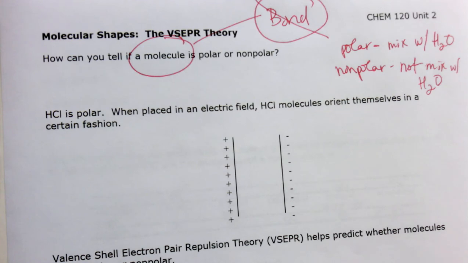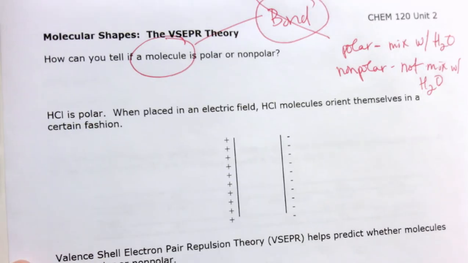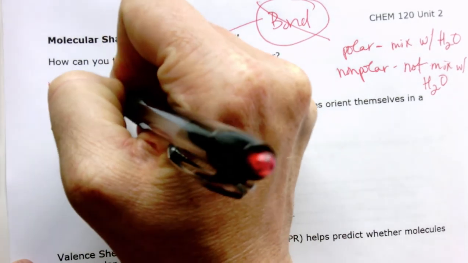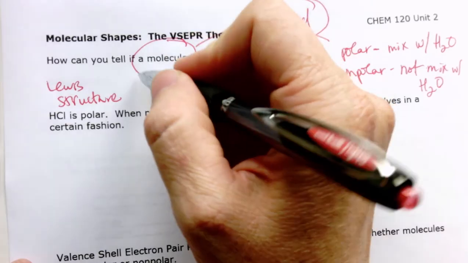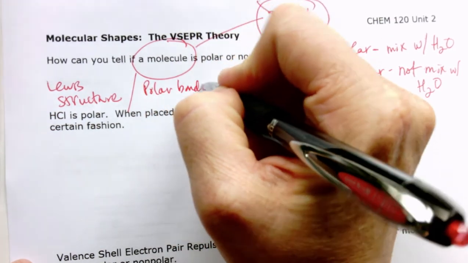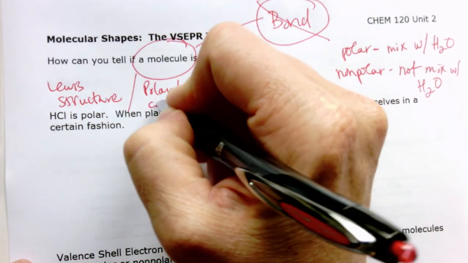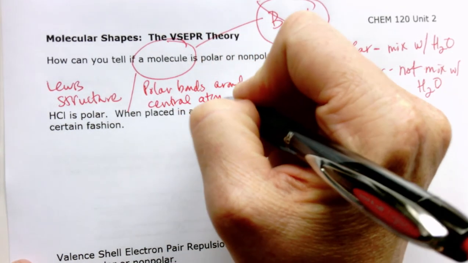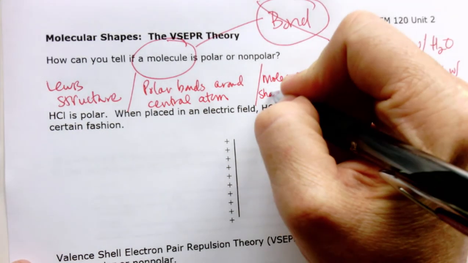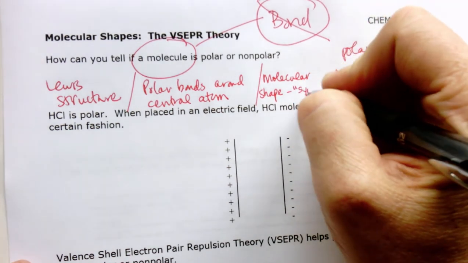So there is a good reason why we want to know whether molecules are polar or nonpolar. The way you go about telling whether a molecule is polar or nonpolar is a few steps. You're going to have to draw the Lewis structure. Look for polar bonds around the central atom, and then finally look at the molecular shape. And what you're looking for is symmetry.